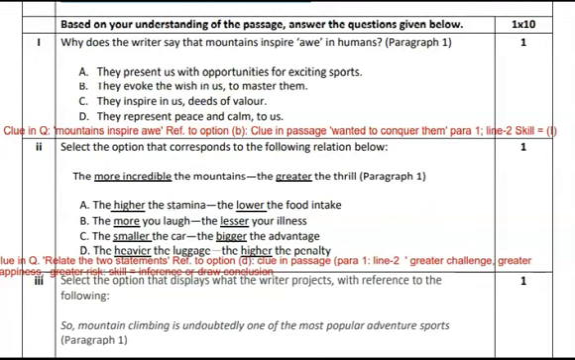At the end of this question, you are getting a paragraph reference, a clue that this question has been set on the first paragraph. The answer to this question is B, this option. Now, what is the clue in the question and how can you understand it? The clue in this question is mountains inspire awe in humans. This highlighted part is given in the first sentence of the passage.